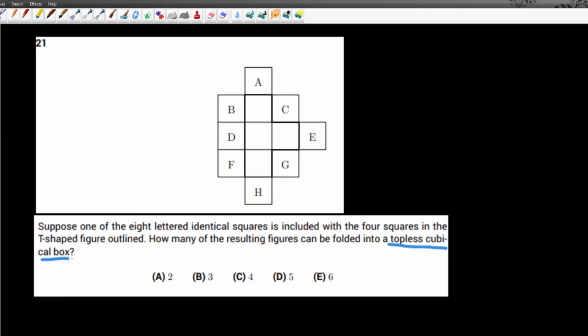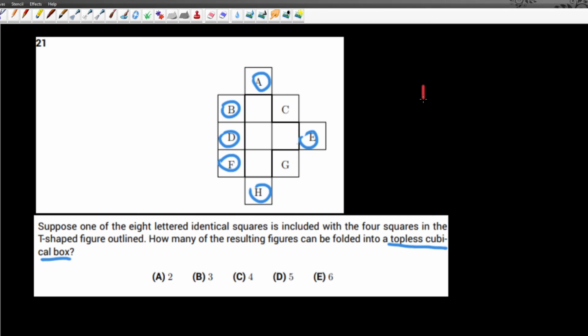cubical box. So visualizing this, we see that A works, B works, D works, F works, H works, and E works. They can all be folded into a topless cubical box, but then when we look at C and G, we see a problem.